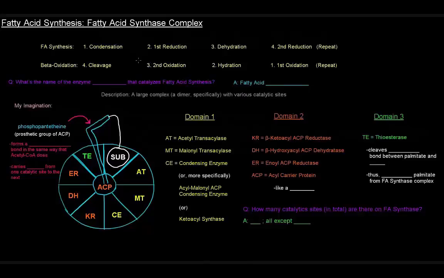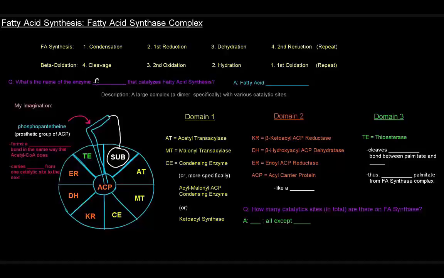So in this video I want to talk a little bit about the fatty acid synthase complex, the actual enzyme itself. We mentioned before that in fatty acid synthesis, we have a condensation reaction, the first reduction, dehydration, and second reduction, and this process repeats every time that we add a 2-carbon unit. And then beta oxidation, of course, is essentially the opposite. We mentioned that before. Now, what is the name of the enzyme that catalyzes fatty acid synthesis?